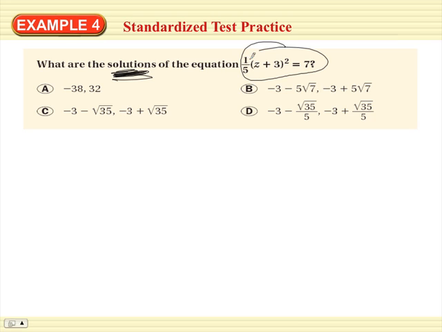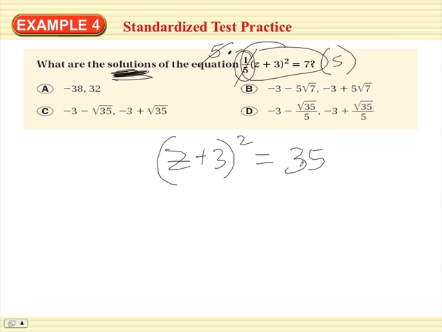Yeah, what Annie said. We have to get rid of 1/5. How? Times it by 5. Write that step first. If you didn't do so already, write it. So when you multiply by 5, it cancels out: z plus 3 squared equals 35. Here's where people differ on opinions. Where should we go with this? Some people say one thing. Other people will say another.